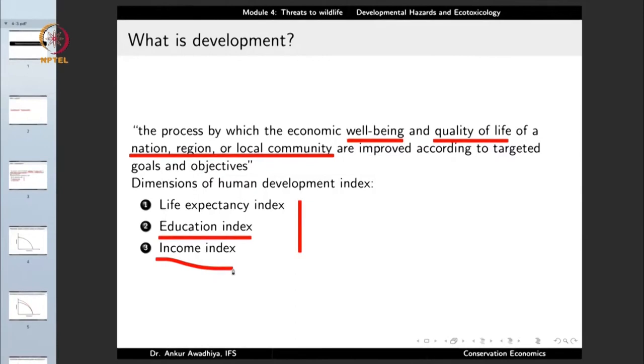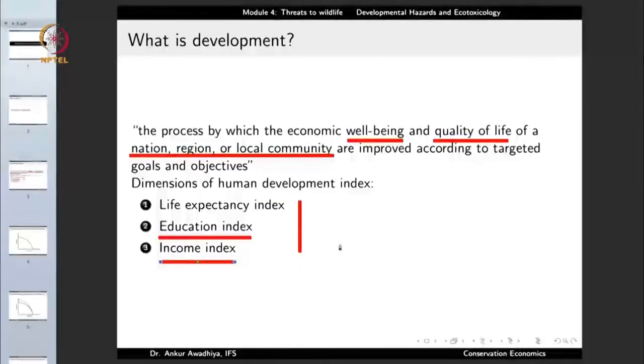Income index. How much income do people receive and what is the level of equality or inequality in the society? When we talk about income index, we look at how much can a person expect to earn and also what is the level of income inequality in the society.